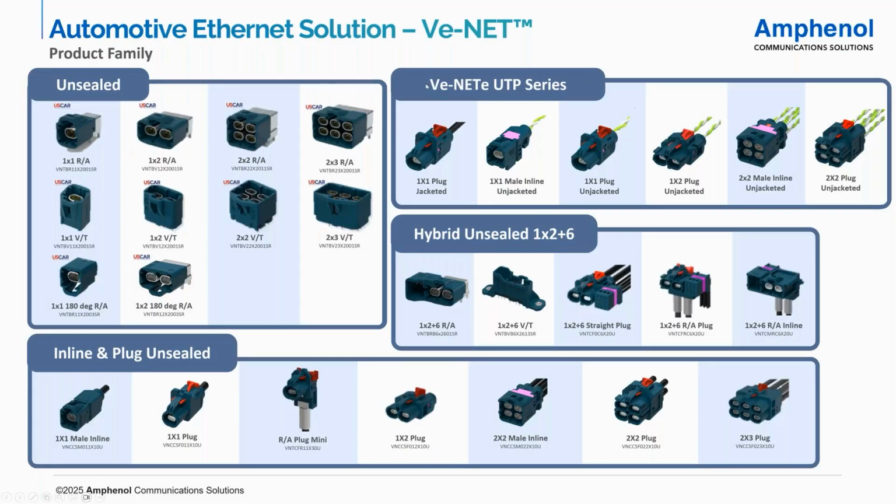And then as last one, we have the VNet E, the economical version where we are going for the lower speeds, the 100 megabit, where we removed the shielding from our contact carriers. And by doing that, we have a cheaper solution for the lower speeds.